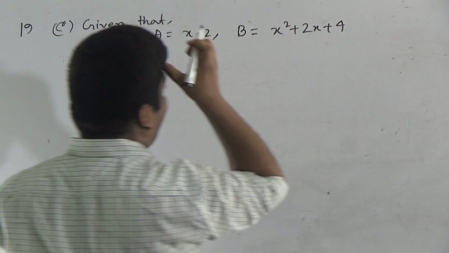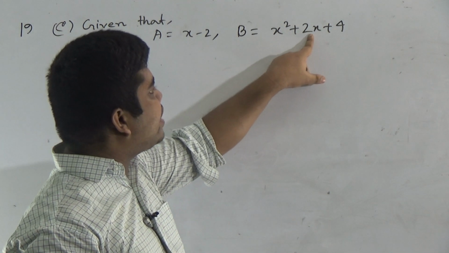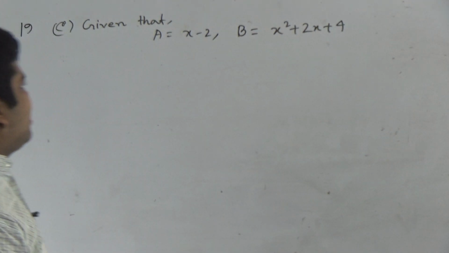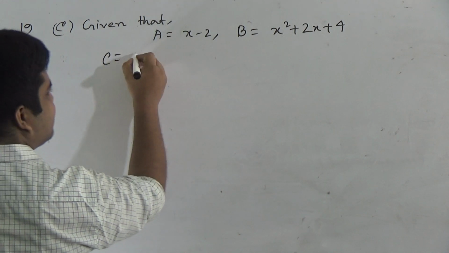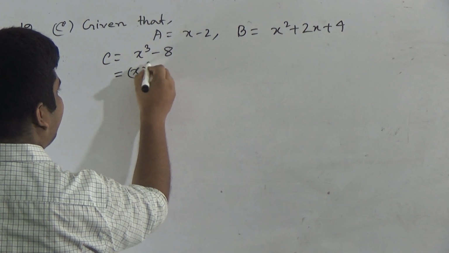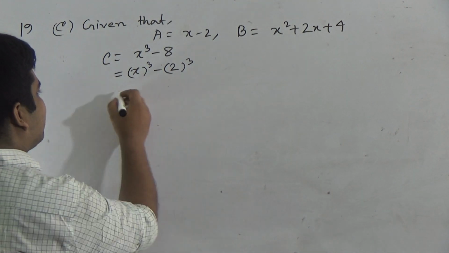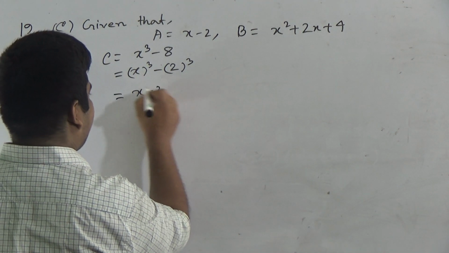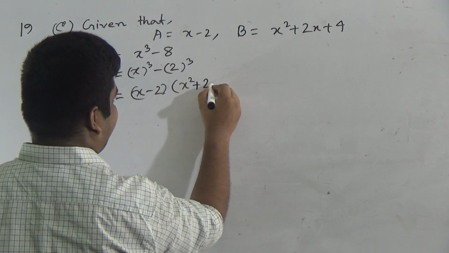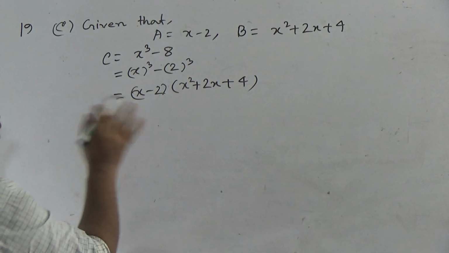My dear students, we notice in question number B that the value of x square plus 2x plus 4 is not changed. So it will remain unchanged. And the value of C is x cube minus 8. Now x cube, 2 cube. Here the a cube minus b cube formula is applicable. That means (x minus 2)(x square plus twice x plus 4). Why plus? Because it's minus. Okay, so C is done.